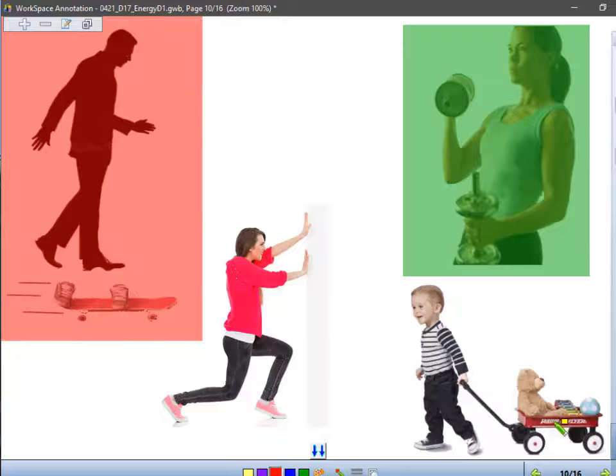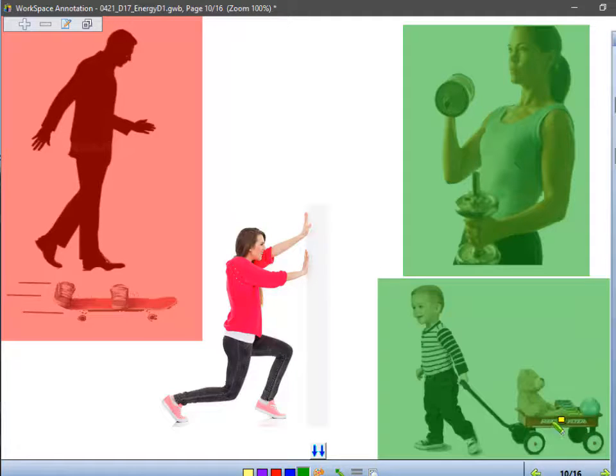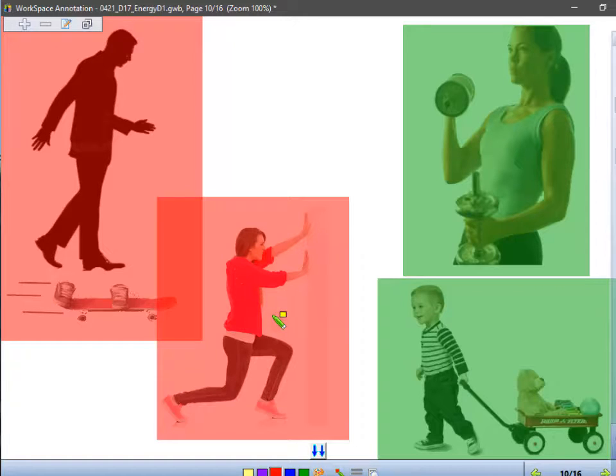What about this boy pulling a wagon? Is he doing work to the wagon? Yes, because the wagon's moving and he's putting a force on it, force and distance, so he is doing work on the wagon. What about this gal pushing the wall? Is she doing work on the wall? No, she's not doing work on the wall. Think about it. Because even though she's got a force on the wall, she's not moving the wall.